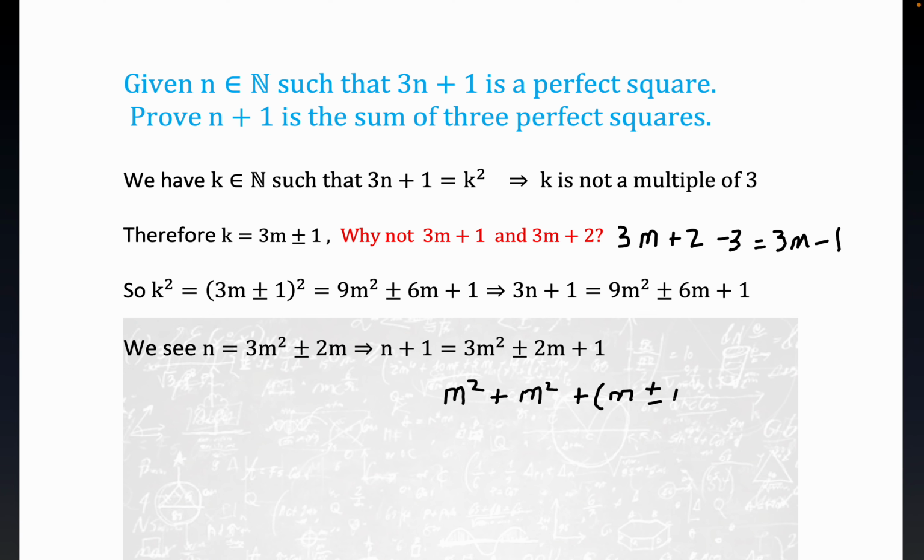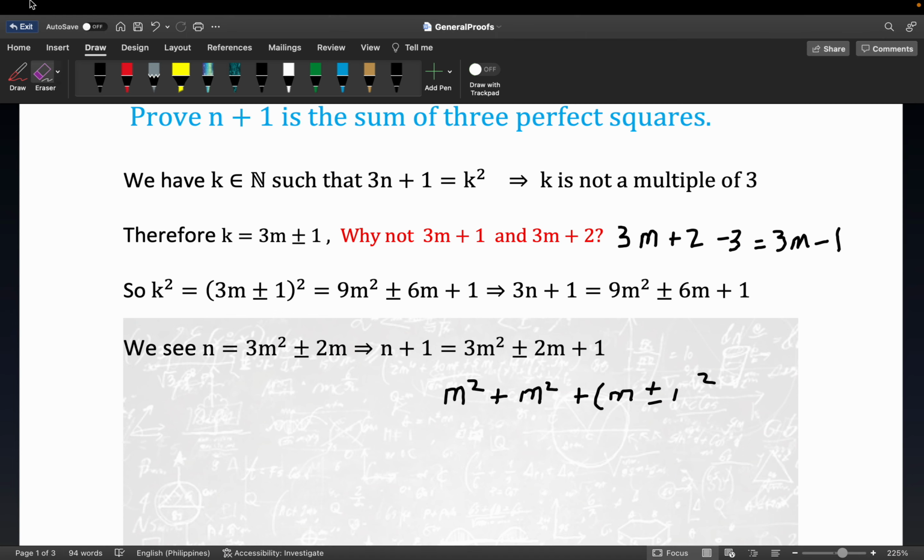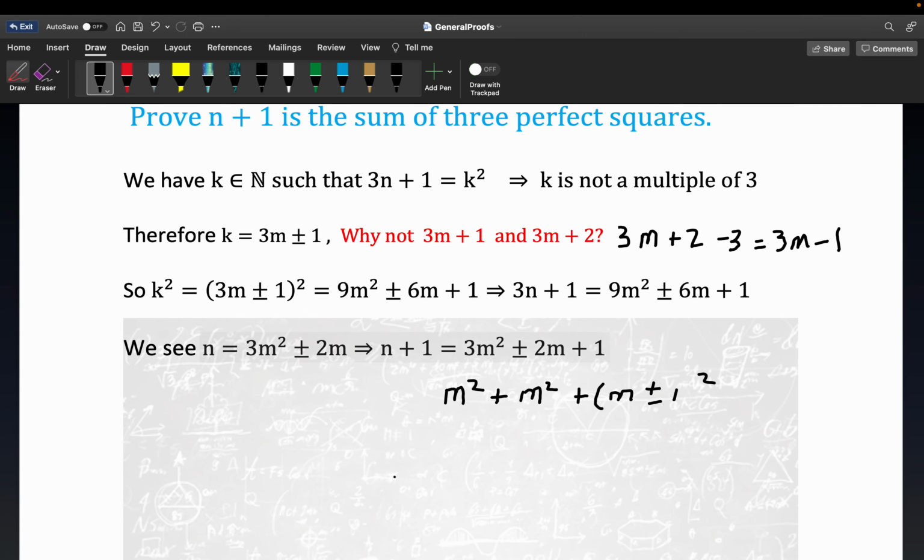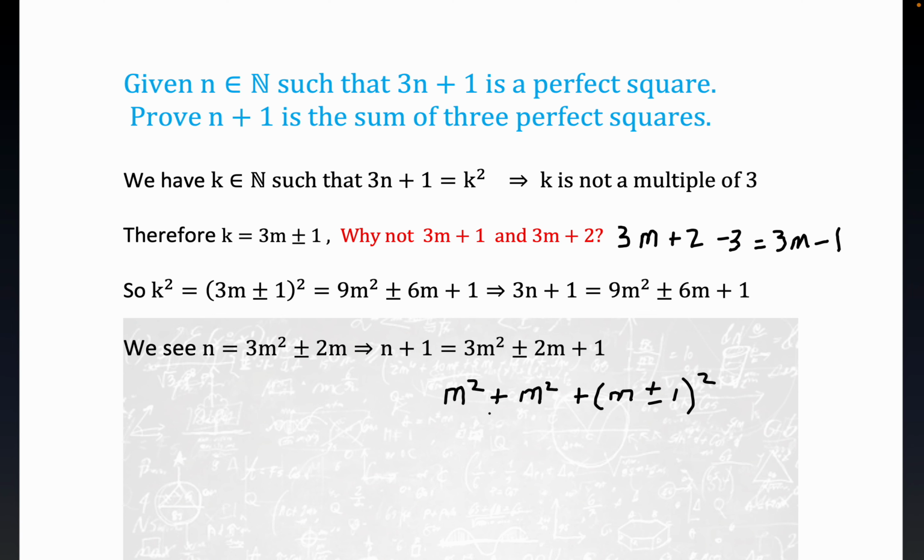Let me erase that. Okay. So this is going to be m plus 1 quantity squared right there, ladies and gentlemen. So you see this is 3 consecutive squares. Now it didn't say they had to be distinct. So 2 of the squares are the same, but the second one is m shifted 1 to the left or 1 to the right quantity squared.